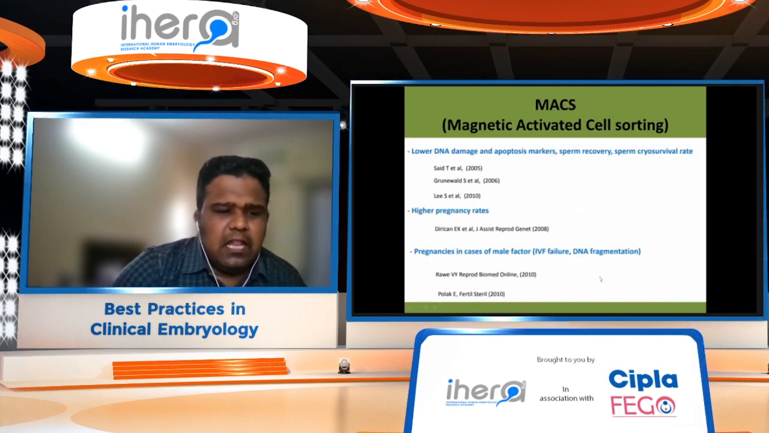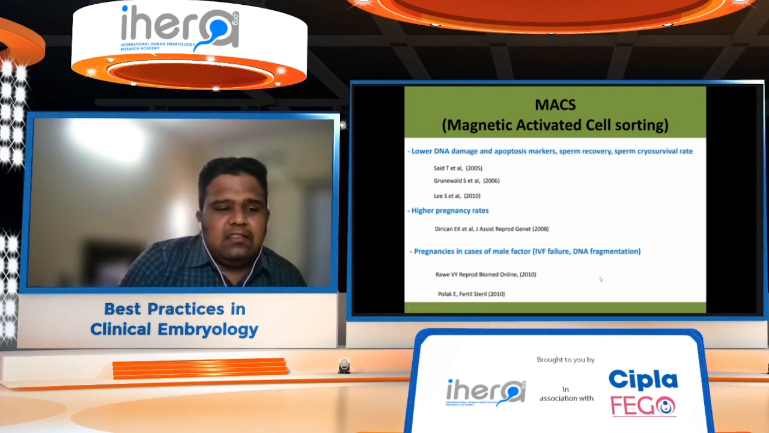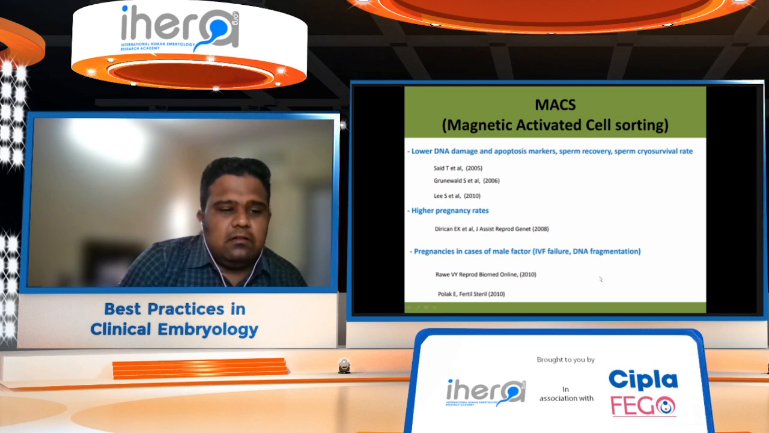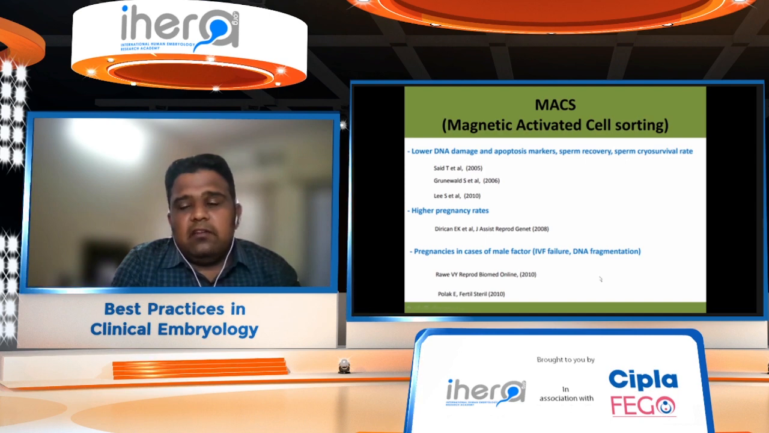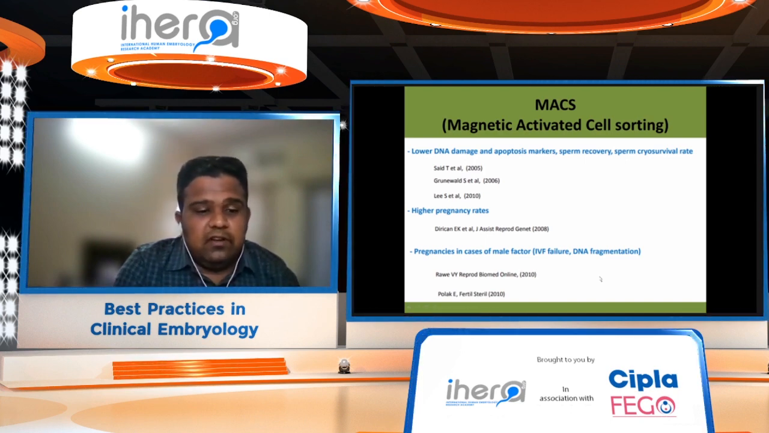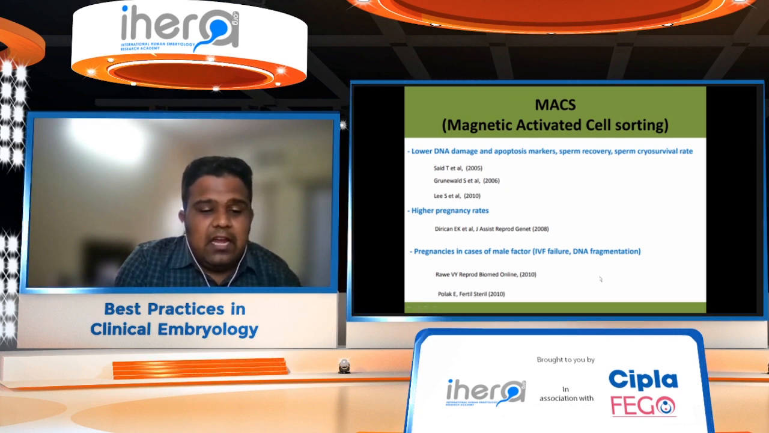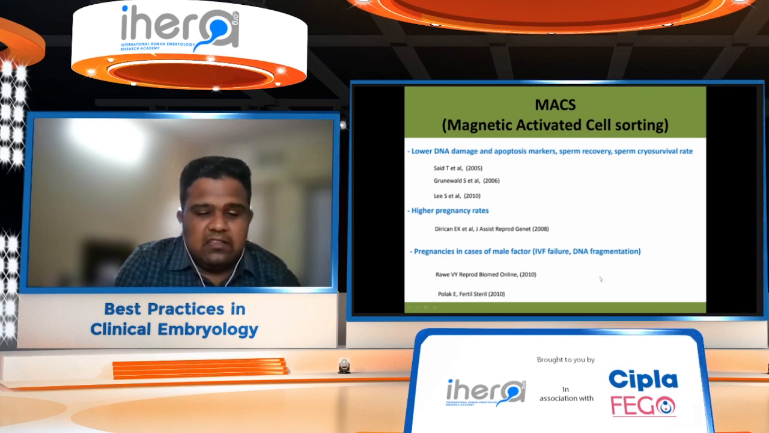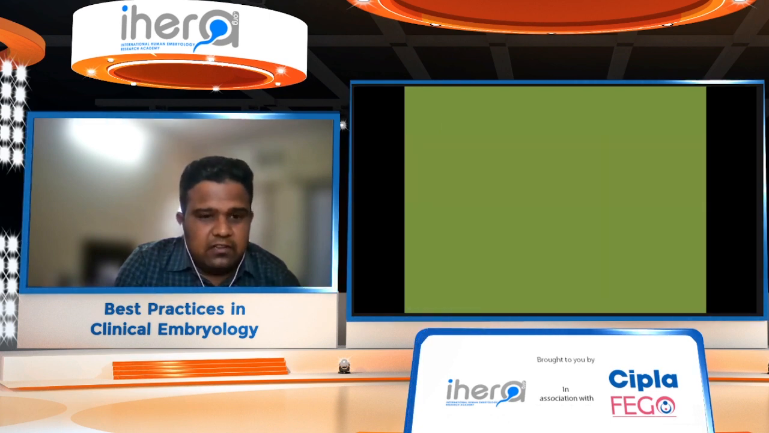With the help of this technique, there are studies which have supported the fact that MACS has been a good option to lower the DNA damage. Non-apoptotic sperm show good sperm recovery with a higher sperm cryosurvival rate, and evidence of higher pregnancy rates, with better results in male factor infertility, IVF failure, and in higher cases of DNA fragmentation.